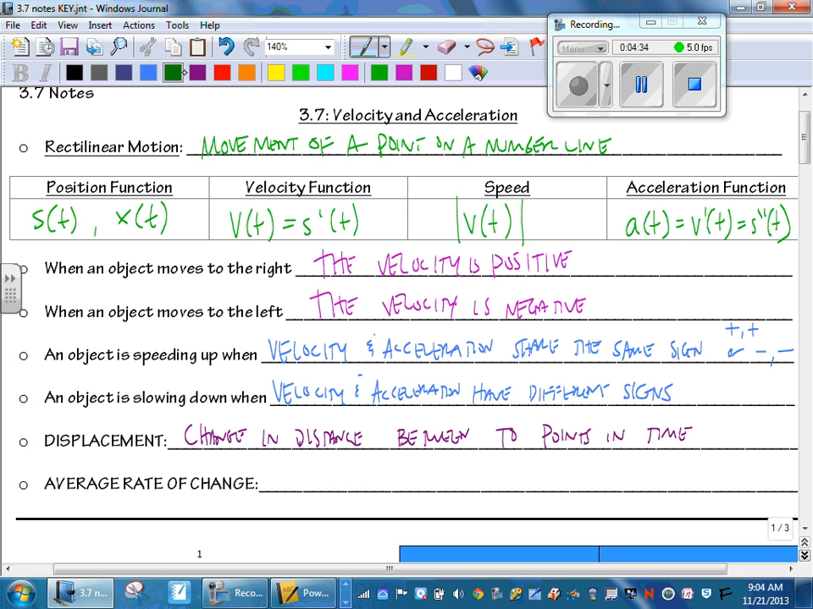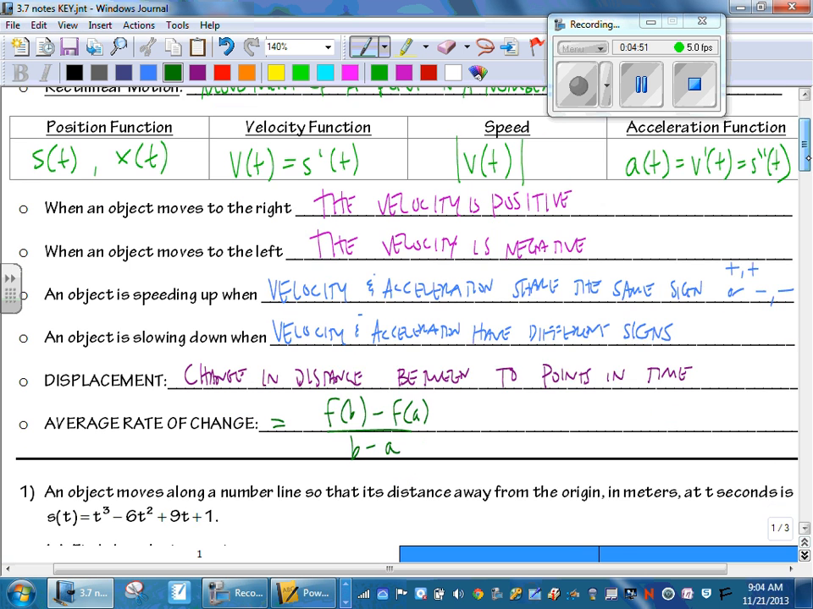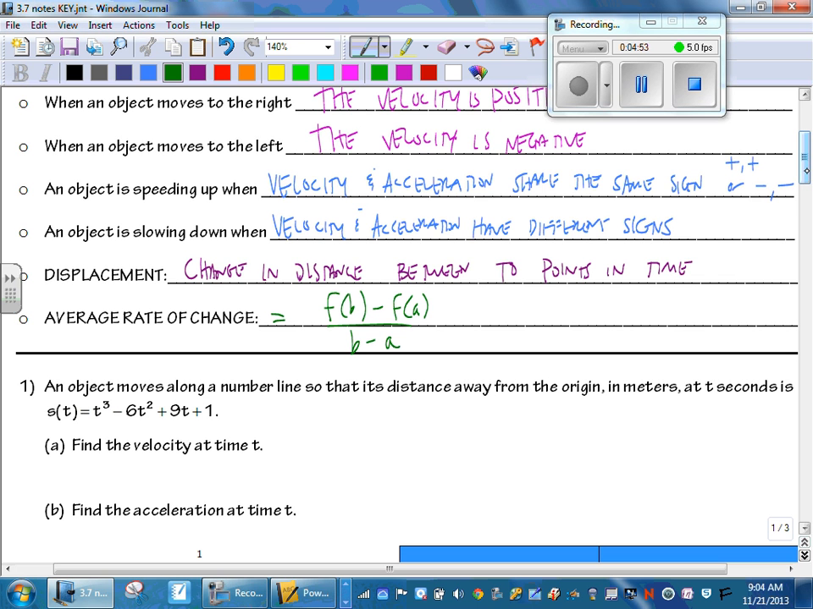And then the last one down here, average rate of change, is something we've talked about before. Average rate of change is just going to be equal to f of b minus f of a, all over b minus a. It's just the slope between the endpoints. And that gives us the average rate of change over that time interval.